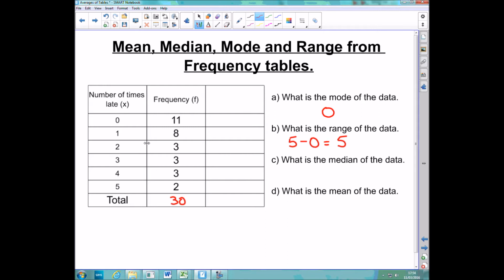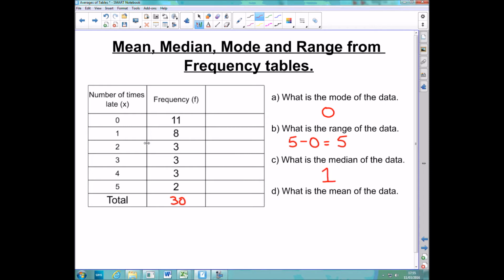Now what we're going to do is count up the frequencies until we pass the middle of 30. Now the middle of 30 is 15, so we're going to count up the frequencies until we get past 15. So there are 11 students that were late no times, and there were 19 students that were late once. Now notice I've just passed the middle number 15, so my median number must be 1.